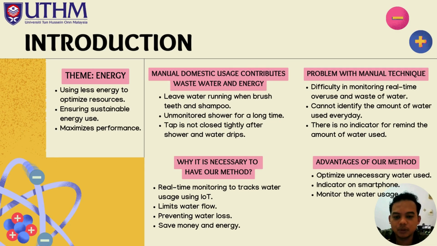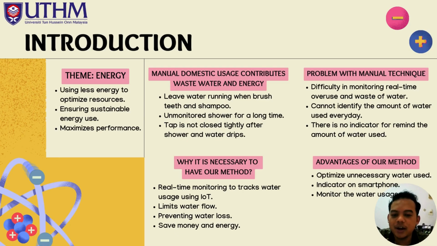So first example, we know that overall we leave water running when we brush teeth and shampoo, unmonitored shower for a long time, and the tap is not closed tightly after shower and water drips happen. Okay, so what is the problem with the manual technique? So first is difficulty in monitoring real-time overuse and waste of water, and we cannot identify the amount of water used every day, and there is no indicator to remind the amount of water used.